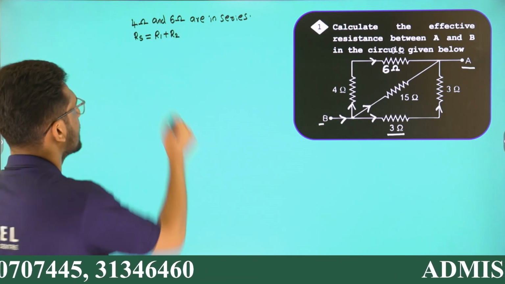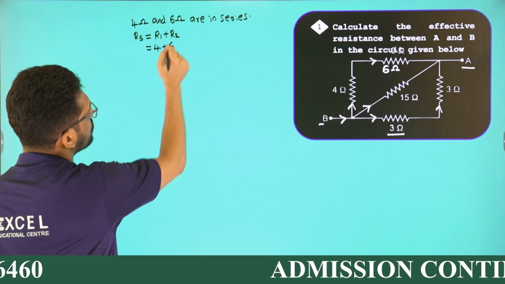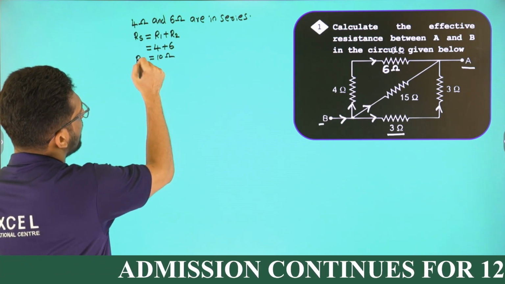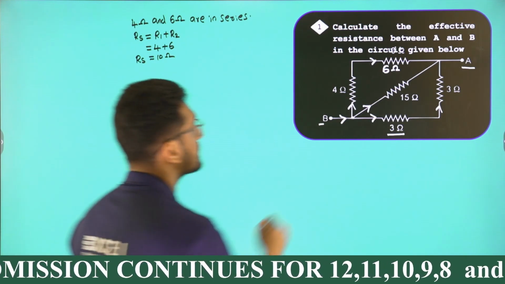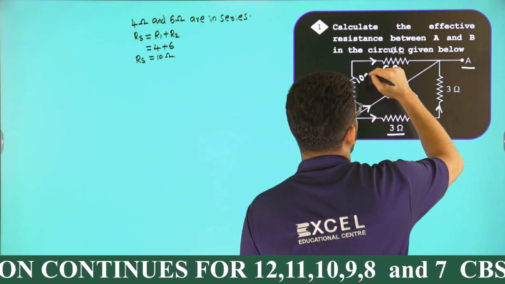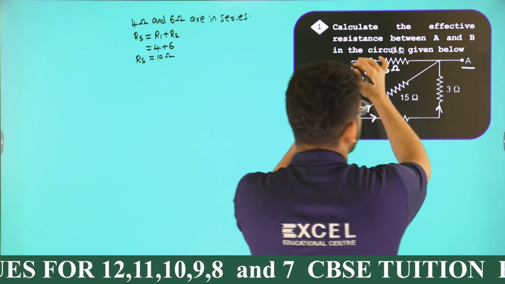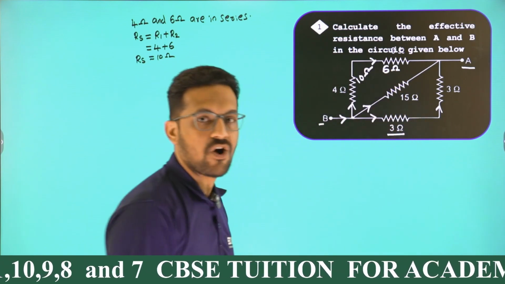Okay, so what is R1? 4 plus R2 is 6. 4 plus 6, 10 ohm. Now, RS is 10 ohm. That means I have a resistance of 10 ohm here. That is the effective resistance of this branch. That 10 ohm is parallel to this 15 ohm.